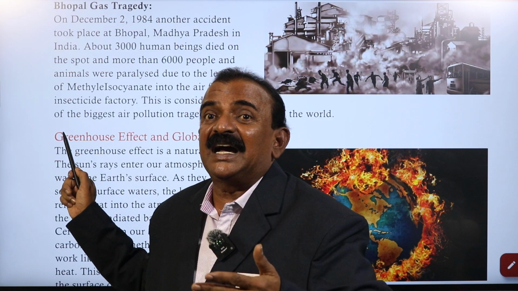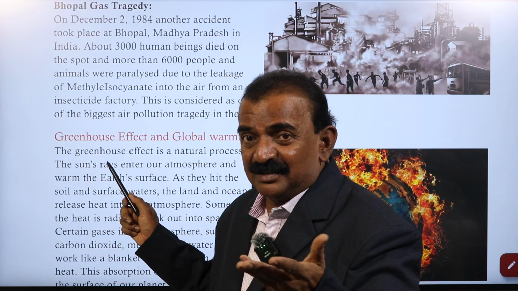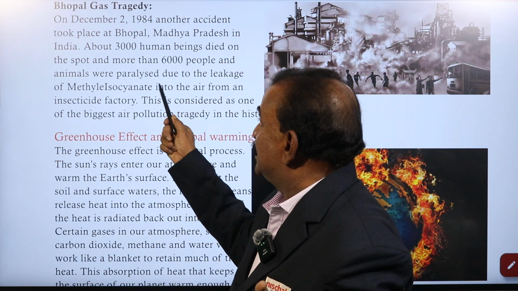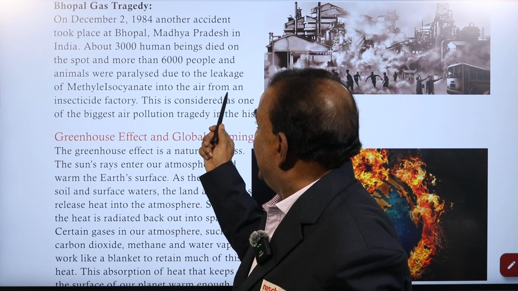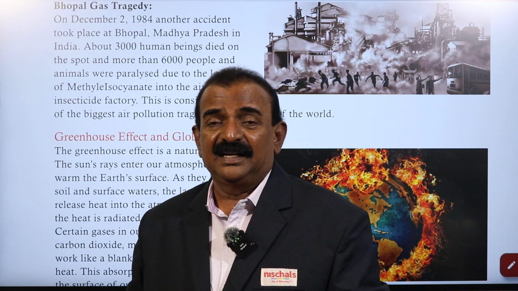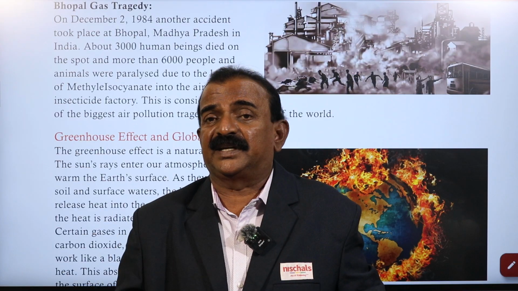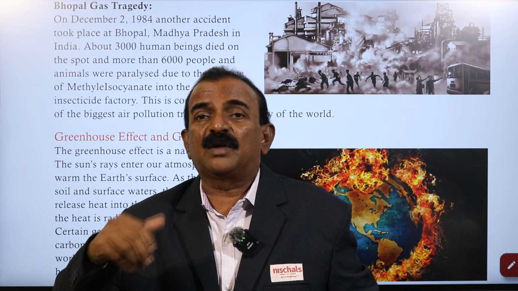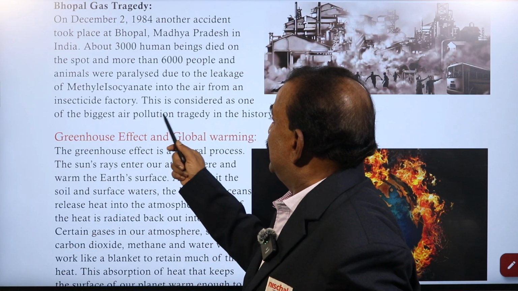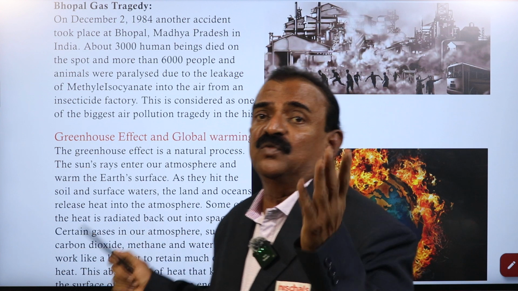This methyl isocyanate gas is a toxic gas that was released into the atmosphere, and it killed 3,000 people on the day, and 6,000 people were paralyzed, into the air from an insecticide factory. That factory was producing insecticide. We use insecticide to kill insects, and farmers use these chemicals to kill insects. This is considered one of the biggest air pollution tragedies in the world.